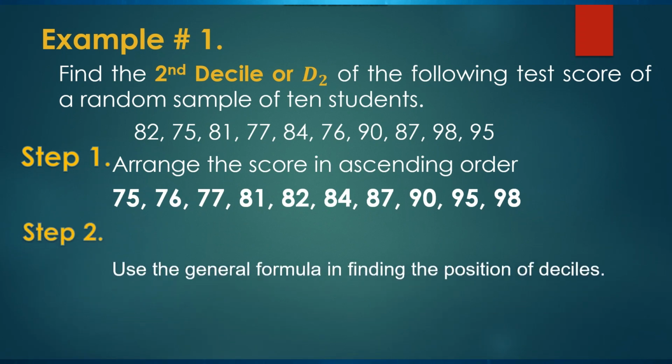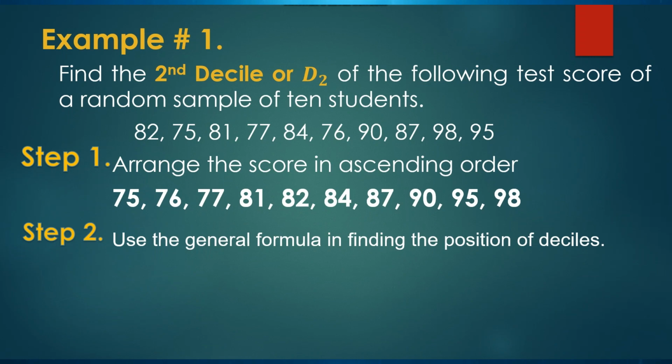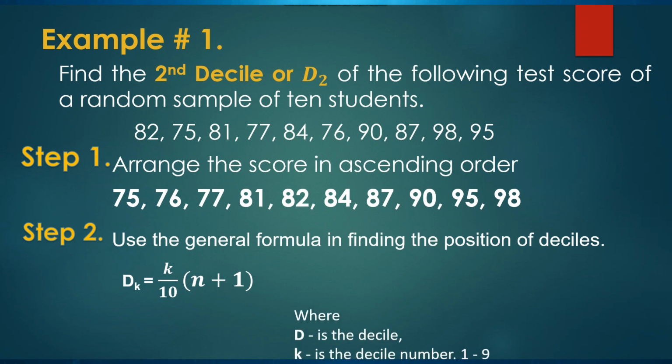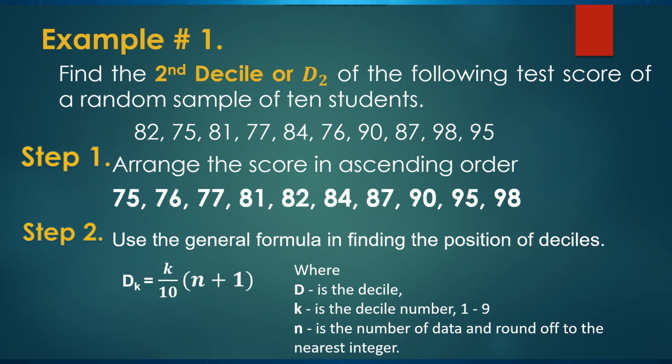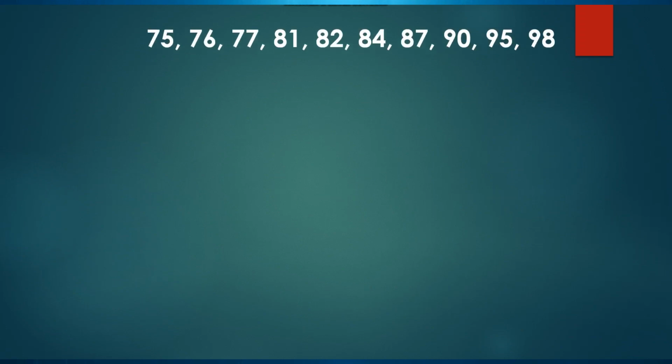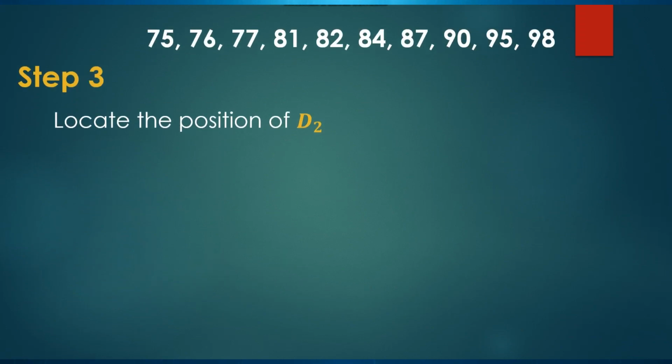Step 2, use the general formula in finding the position of deciles. So we have D sub k is equal to k divided by 10 times n plus 1, where D is the decile, k is the decile number 1 to 9, n is the number of data, and round off to the nearest integer. Step 3, locate the position of D2.